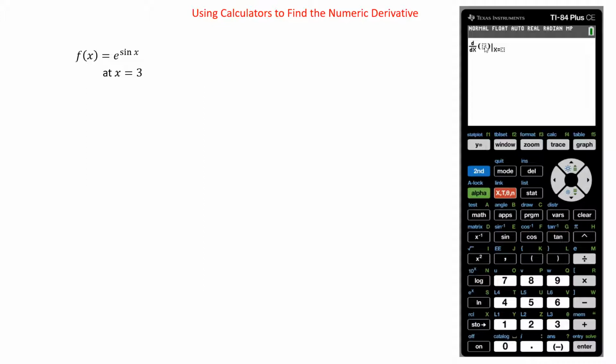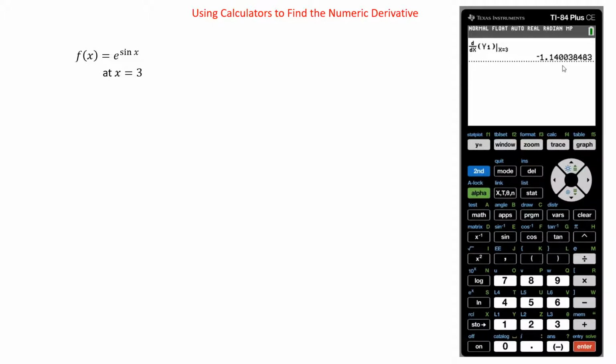We could type in the function here, e to the sine x, or we already have it typed into the y equals. We can just go y1, that's alpha trace y1. But again, you could just type in the actual function there, and that would work out as well. And then at x equals, we're looking for it at x equals 3. Enter. Negative 1.140038483. So again, we got about negative 1.14. So either way we do it, we get the same answer.